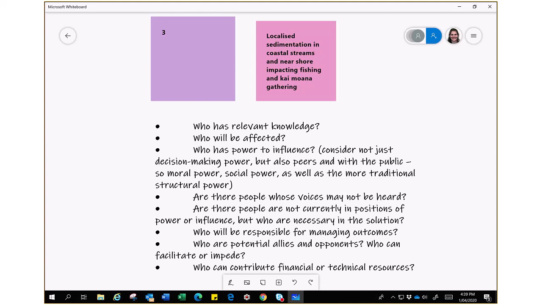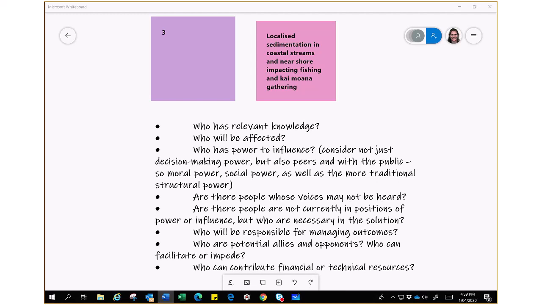And remember, it's a scoping exercise, so you want to get people to put down all of the possibilities. You're not committing to working with all of these people. So I thought that I would just have a fictitious example that we work through. In this example, we've got localized sedimentation in coastal streams and near shore, which is impacting on fishing and kaimoana gathering.